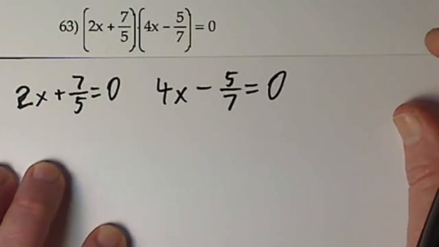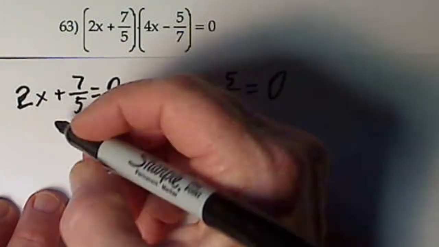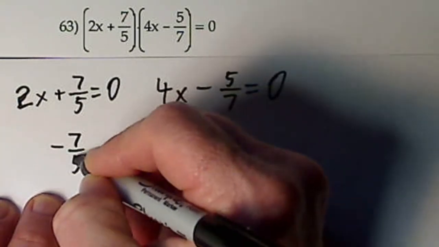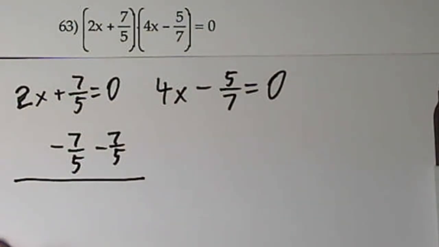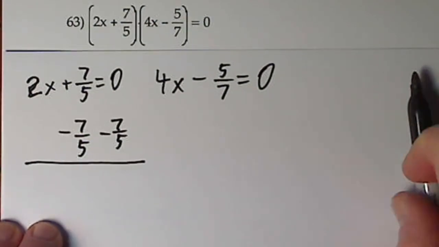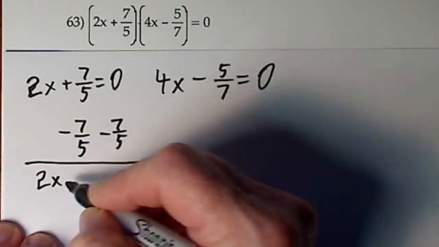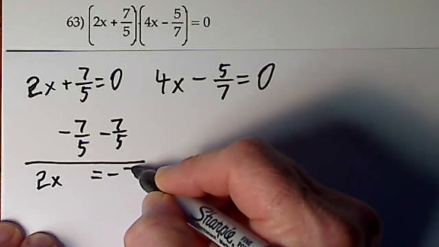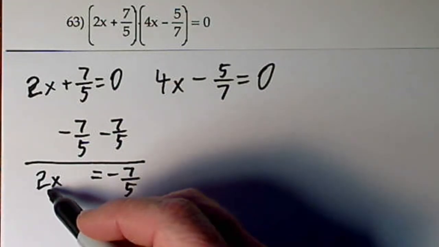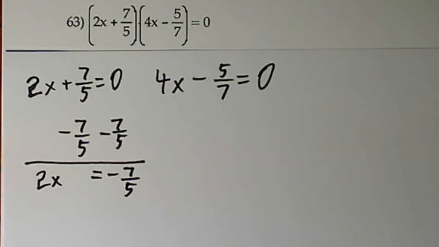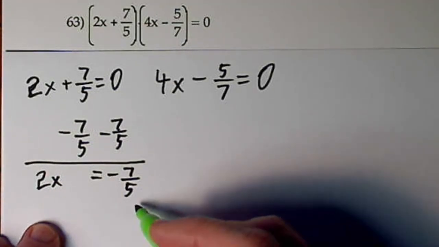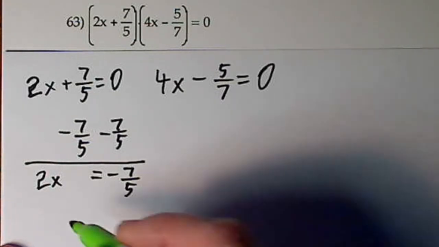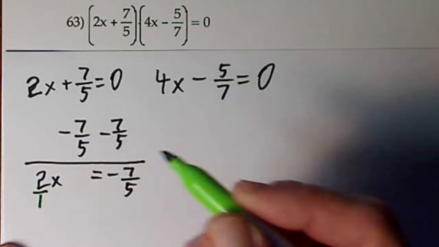Sorry, a little bit off my page here. And get rid of your 7/5, minus 7/5, minus 7/5. I'm definitely going to run out of room on this. So I'm left with 2x equals negative 7/5. I want to get rid of the 2. Might look a little confusing if I simply divide by 2. I can divide this side by 2, but it'll look confusing over here. So I'll make this 2 over 1. I can always do that.